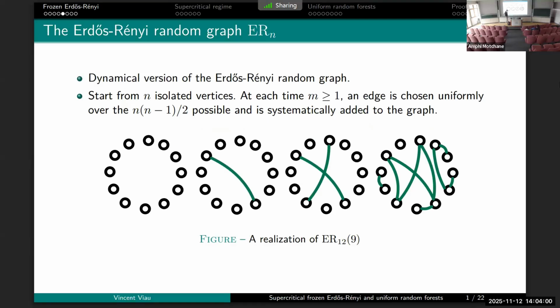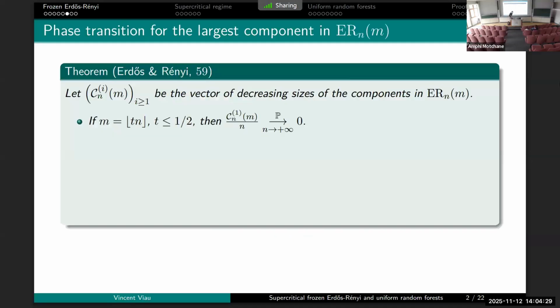Okay, so this model was mostly studied by Erdős and Rényi in the 60s, in the 20th century. And they were interested in the asymptotic behavior of this random graph model as its number of vertices and edges go to infinity. And one question that interested them was the behavior of the largest component in the graph. And so in a seminal paper at the end of the 50s, they proved one famous theorem of phase transition for the size of the largest component in this graph.